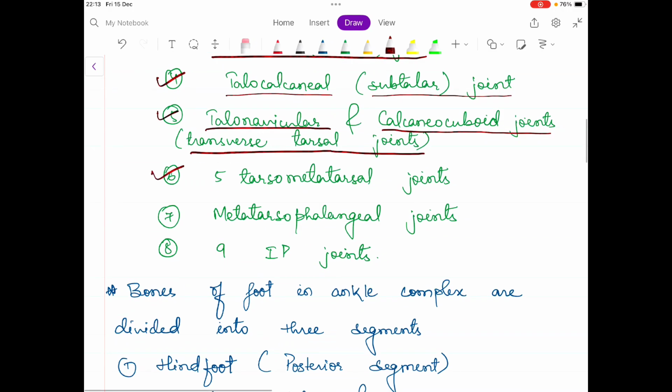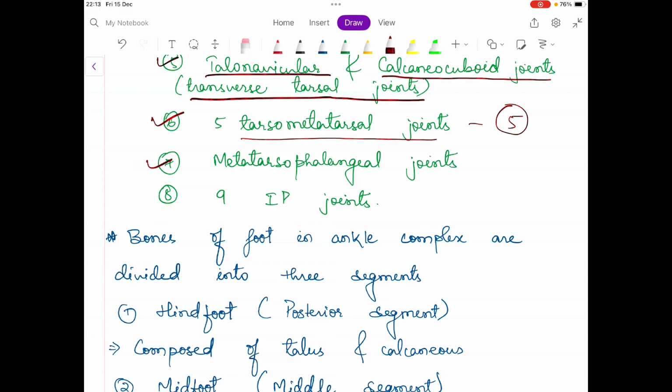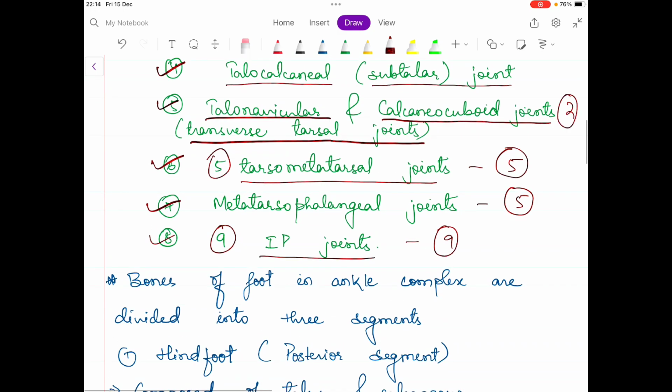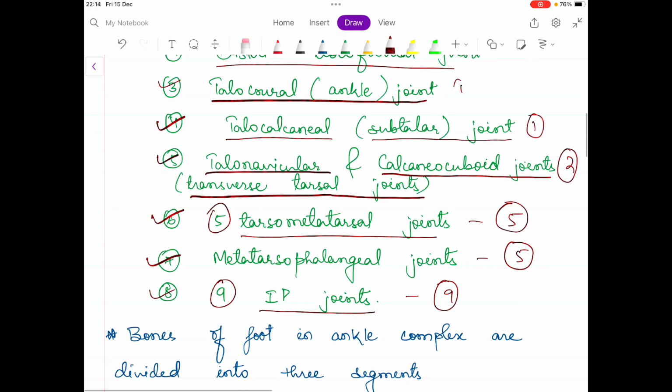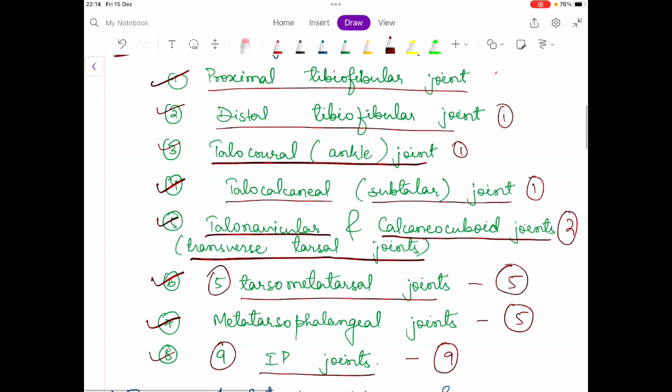The sixth is the tarsometatarsal joint, which is 5 in number. Then there are the metatarsophalangeal joints, which are also 5 in number. And then there are 9 IP joints, the interphalangeal joints, which are 9 in number. So if you count all these joints, you will see that there are 25 joints.